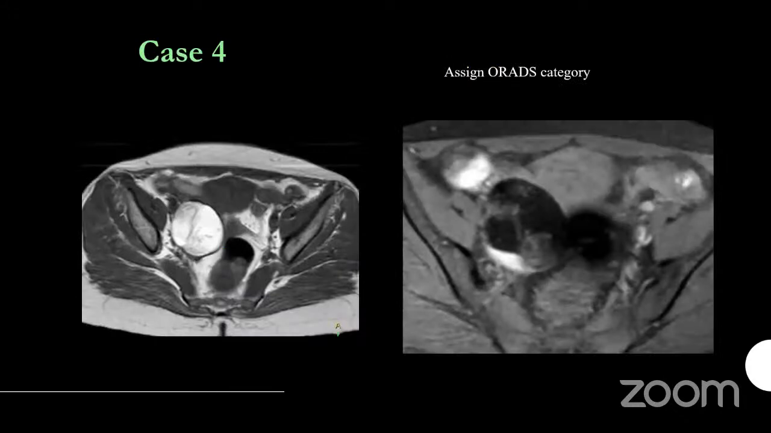Now you have to assign the O-RADS category to this lesion. This is your case number 4, and as I mentioned, this is prize winning. So please read the question correctly. There are only 5 questions this time. The fourth one is on your screen. Give me the correct answer and you win the prize of free registration. So you have to assign the O-RADS category to this lesion.